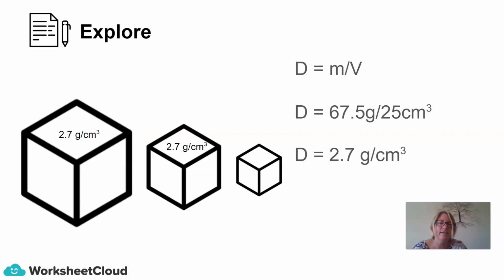And let's calculate the density for our smallest block. So density equals mass divided by volume. So the mass of the smallest block we measured was 6.75 grams, and the volume was 25 centimeters cubed. So we divide by 25 centimeters cubed. Therefore, our density for our smallest block is 2.7 grams per centimeter cubed. So this matches up with our graphical representation of our mass versus volume. So you can pause the video and copy this calculation down.